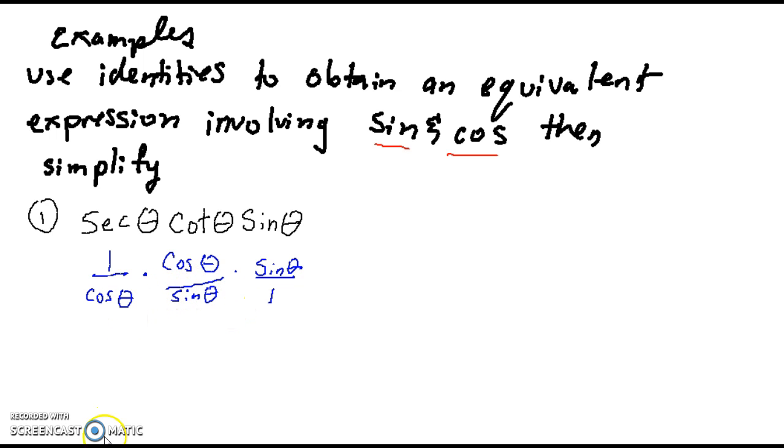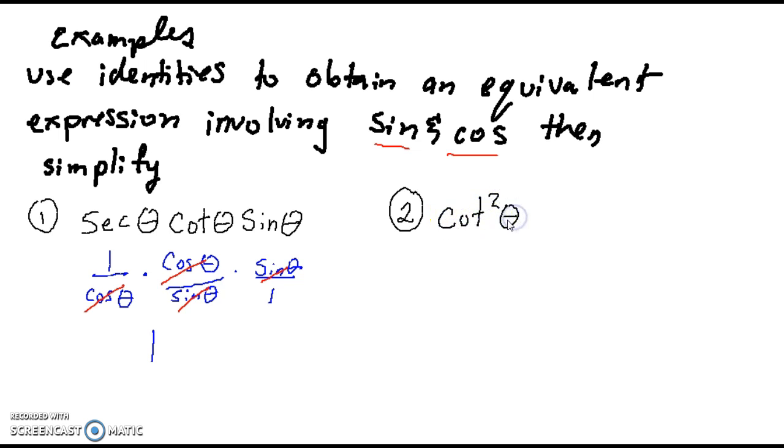Well, this cosine and this cosine will cancel each other off, and this sine and this sine will cancel each other off, so what will I have left? A big old number 1, right? That is as simplified as possible. My answer does not involve sine and cosine, which is perfectly fine, but we have simplified everything. So let's go ahead and try number 2.